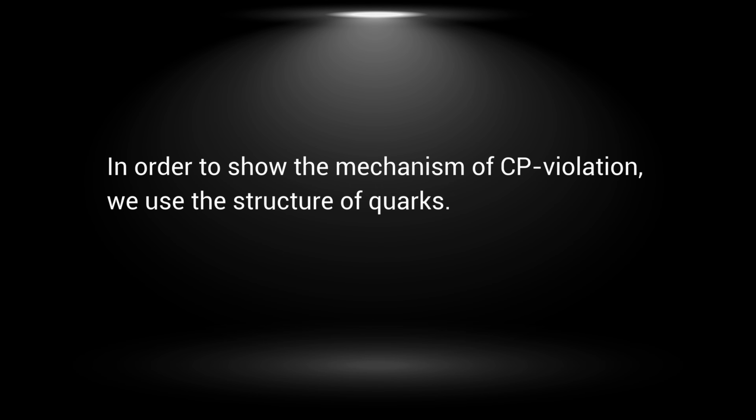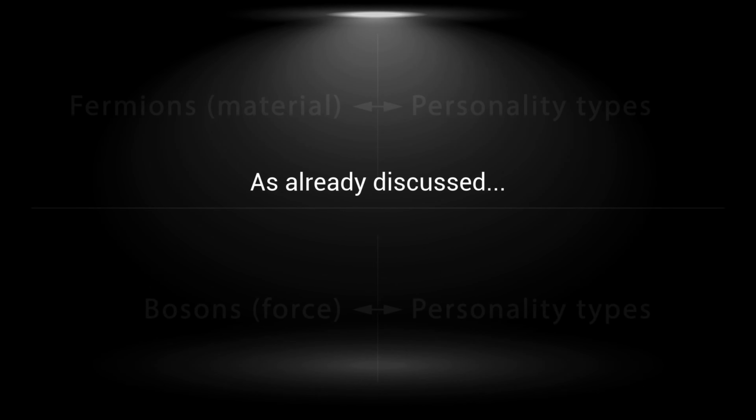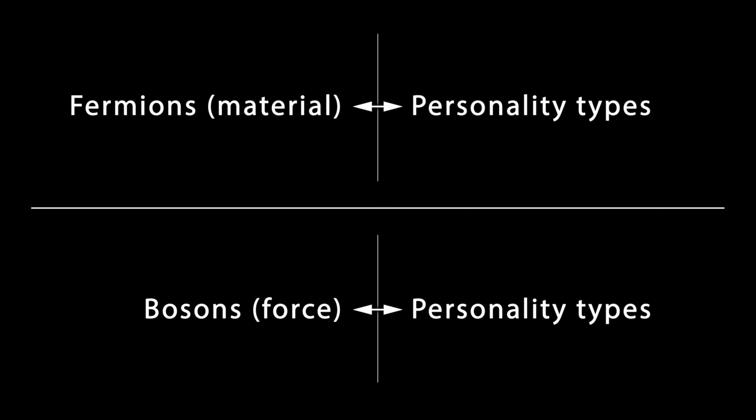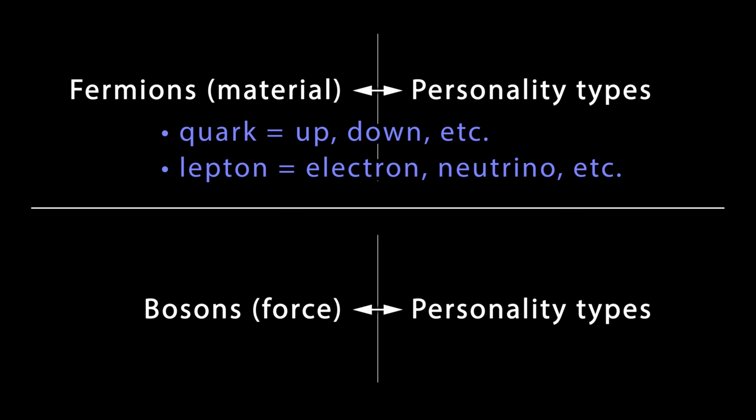In order to show the mechanism of CP violation, we use the structure of quarks. As already discussed, particles are divided into fermions and bosons. In this section, we are analyzing the isomorphism between fermions and enneatypes. Fermions are categorized into quarks and leptons, as illustrated.